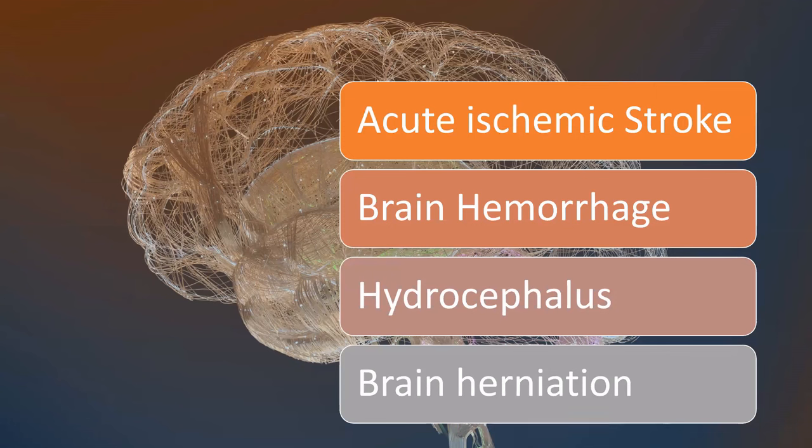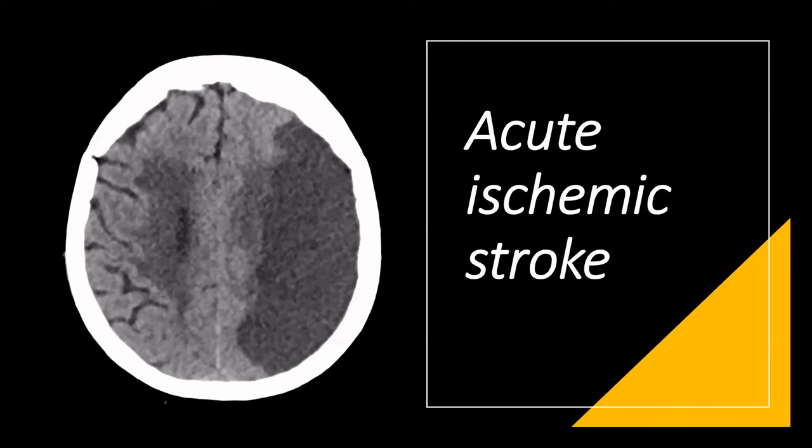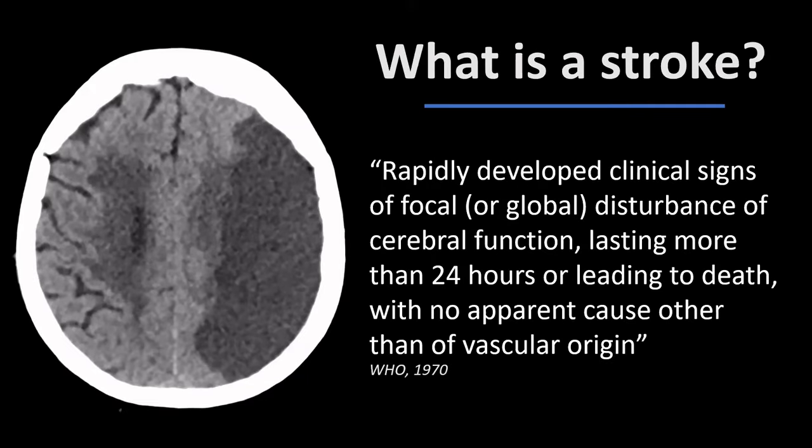Now let's talk about several entities in a bit more detail. Keep in mind it's going to be a short presentation, so it just covers the basics. It's just to get you started. I'm going to talk about acute ischemic stroke, brain hemorrhage, hydrocephalus, and brain herniation. We're going to start with acute ischemic stroke.